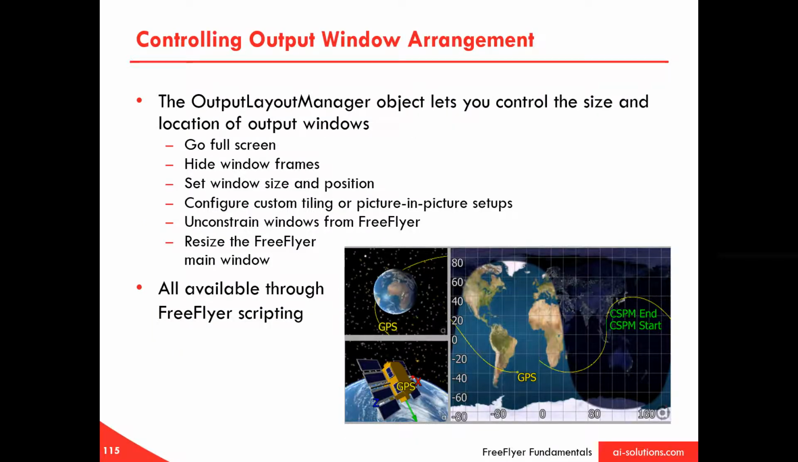FreeFlyer also lets you control how the output windows are arranged within the output workspace when you run the mission plan. The Output Layout Manager object lets you control the size and the location of output windows. It also lets you set the whole workspace to full screen or set an individual window to full screen. You can hide the window frames and configure custom tiling or picture-in-picture setups. You can also unconstrain windows and drag them out of FreeFlyer entirely. And you can also use the Output Layout Manager to resize the main FreeFlyer window programmatically. All of this is available through the Output Layout Manager object in FreeFlyer script.